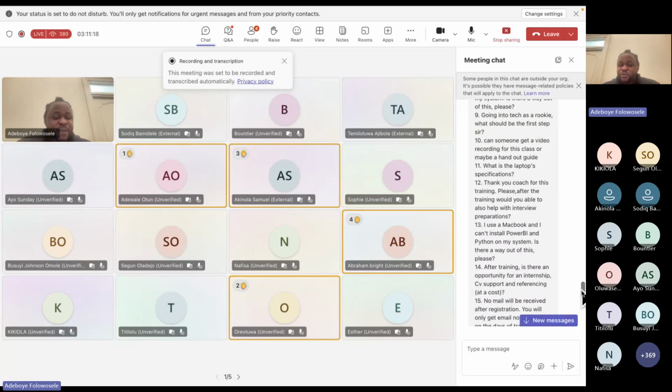So what is the laptop specification? I can't give you any specification off my head now, but if you're on the WhatsApp group, I will give some laptop specifications. We have just 9 more minutes, so I'm going to be skipping some questions.